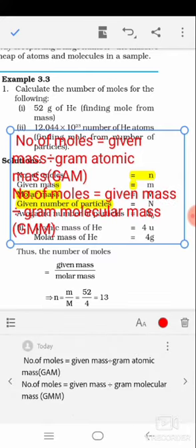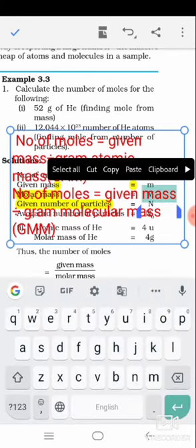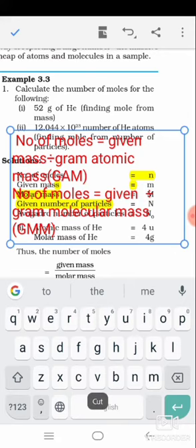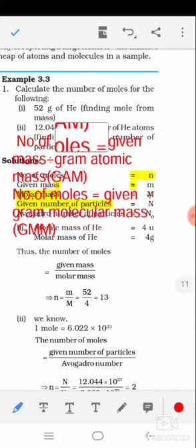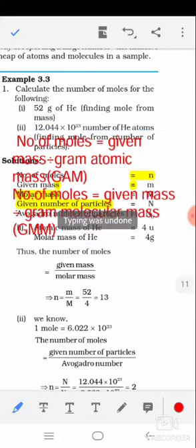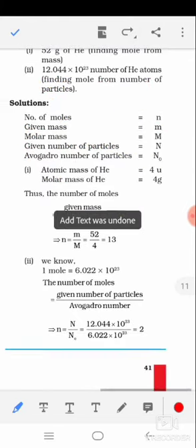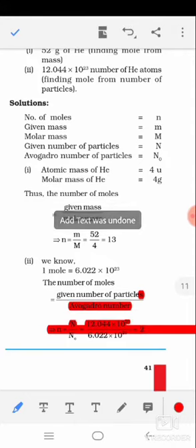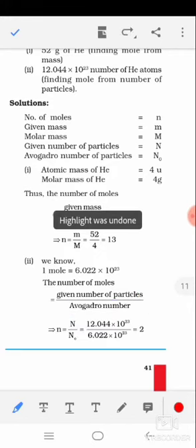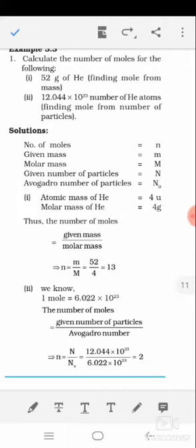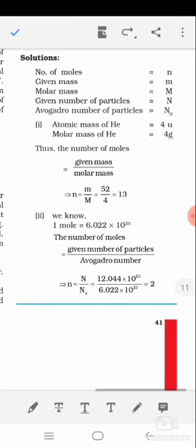Okay, now, so that is what about our equation. Now let's go through the calculation. 52 gram. The first question is very clear for you. Okay, now the second question.